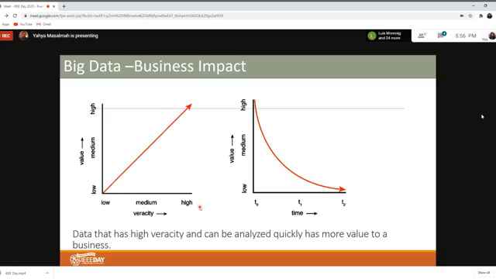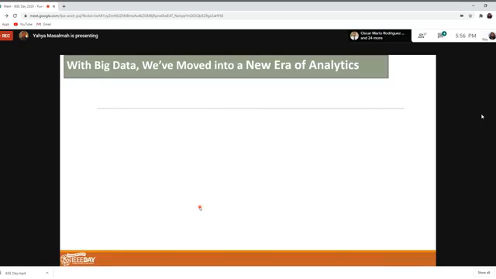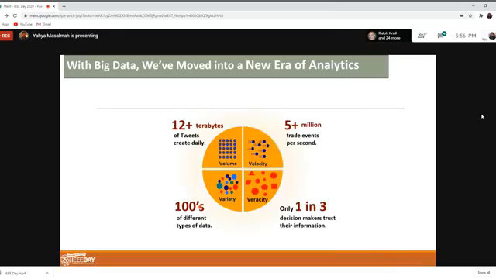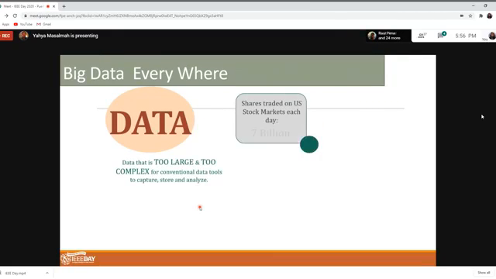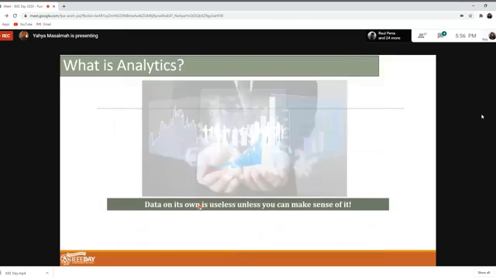Of course, data that has high velocity and can be analyzed quickly has more value to the business. This is no doubt about it. What I'm going to do is go through the applications of big data before I start talking about the Internet of Things, as I promised at the beginning.